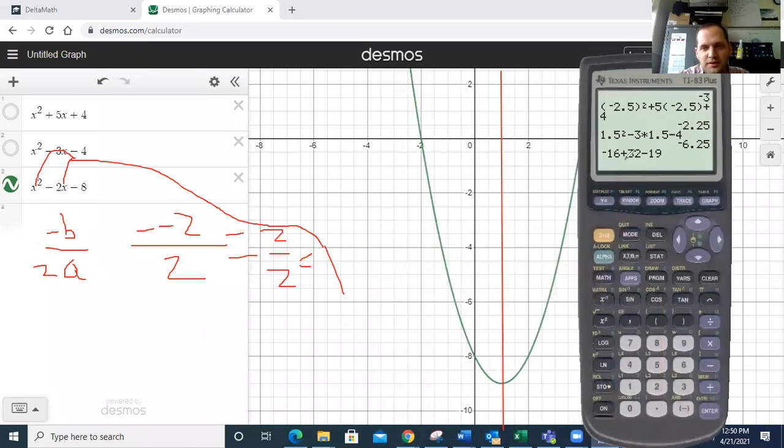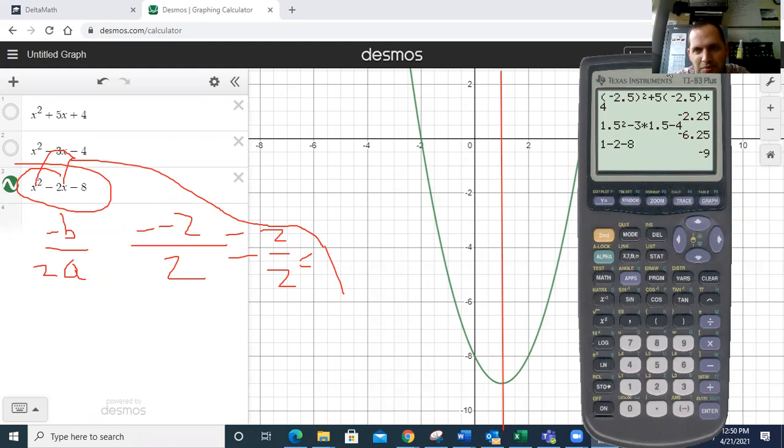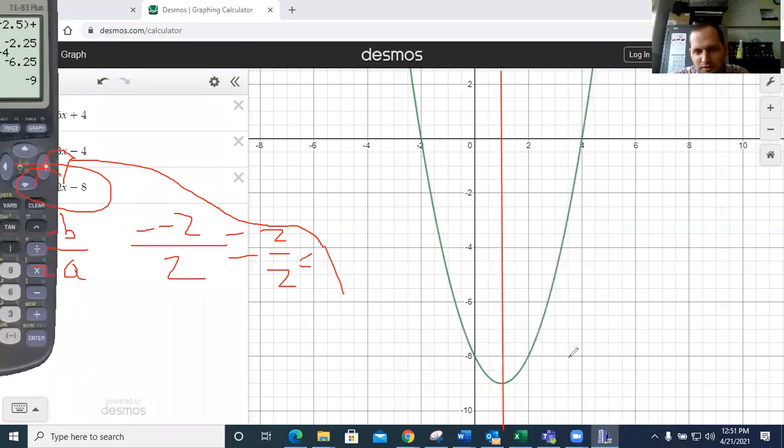I've got negative 16 plus 32 minus 19. No, it's not. What am I talking about? That's the wrong equation. All right, 1 squared is 1. Minus 2 times 1 is 2, minus 8. That gives me negative 9. So the lowest spot on this graph is 1, comma, negative 9. Ta-da! That's the lowest spot. That is the vertex. Remember that word, vertex.